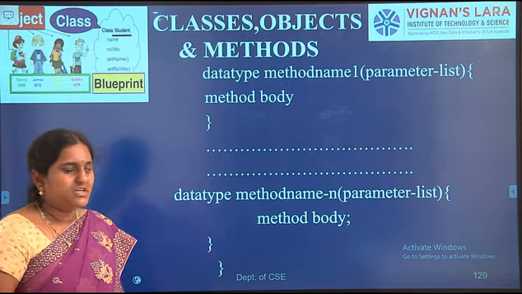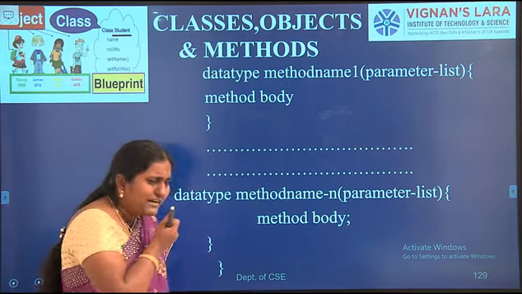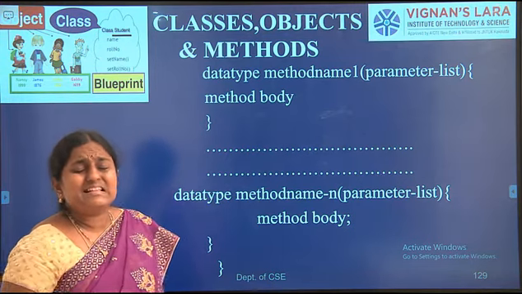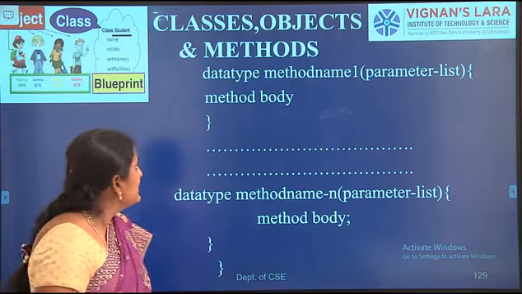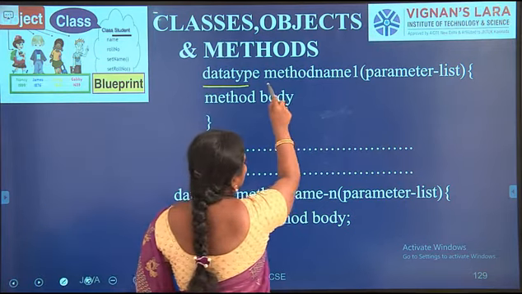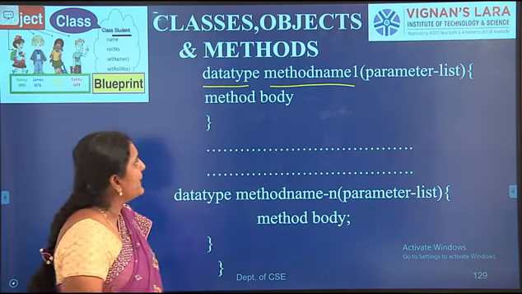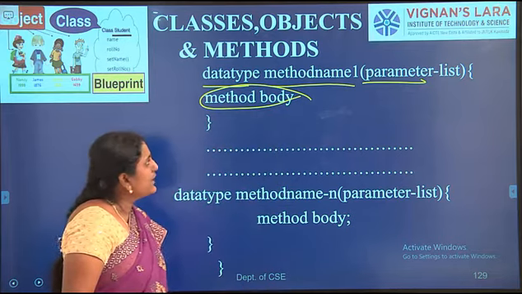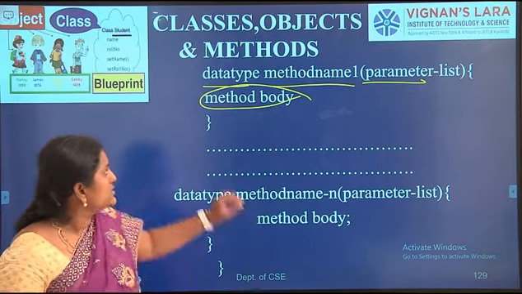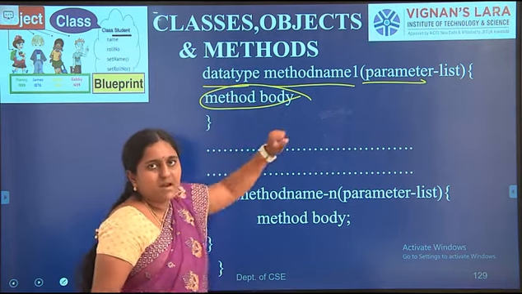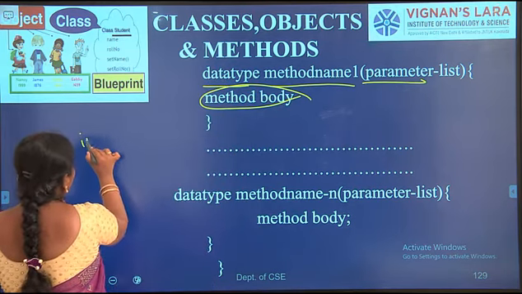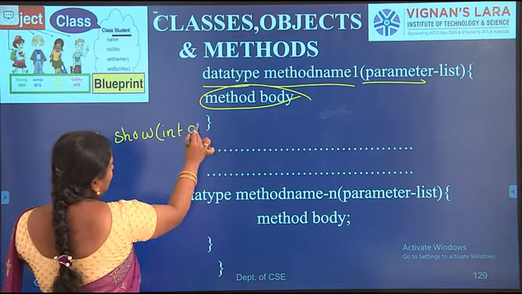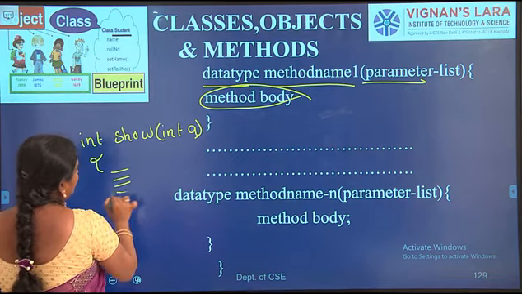What is the syntax for defining methods? It is: return type (data type), method name, parameter list, and then the method body. Every method has some return type. For example, int show(int a), and then I define the method body.